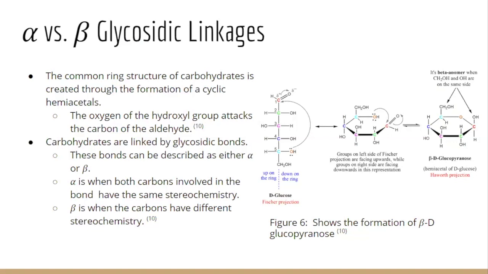Now, getting back to the linkages, they can be defined as alpha or beta bonds. An alpha bond is formed when both carbons involved in the bond have the same stereochemistry, and a beta bond is formed when carbons have different stereochemistry.